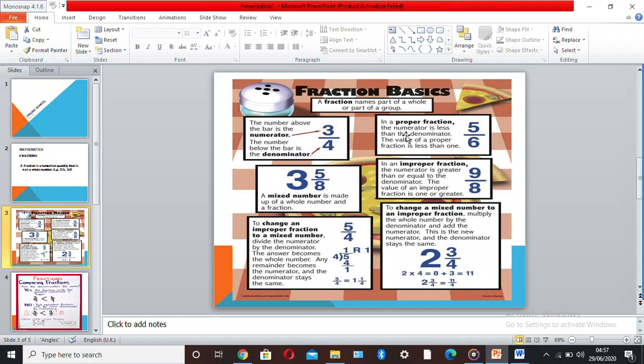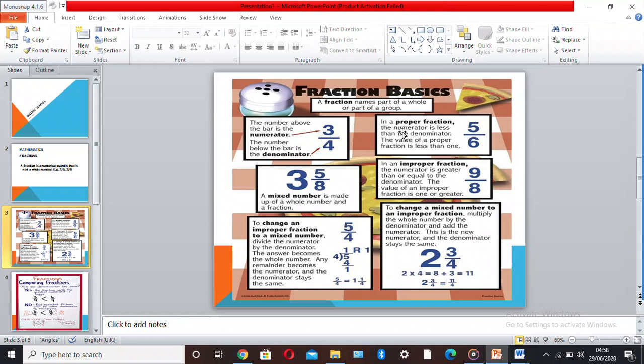So, if I ask you, in this fraction, which one is our numerator? You pick 3 because 3 is our numerator, and you pick 4 as our denominator because that's the number below the bar. Alright, in fractions we also study proper fractions and improper fractions. What's a proper fraction and what's an improper fraction?